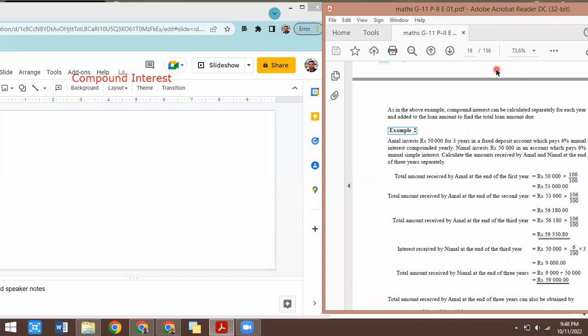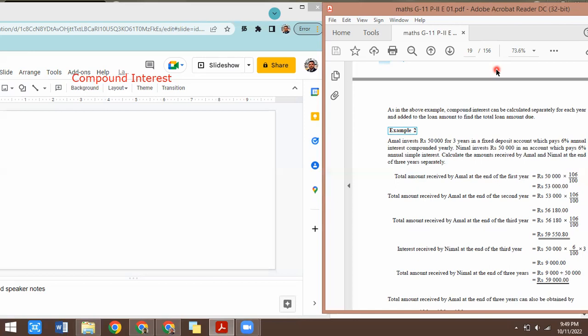So Amal and Nimal are 2 persons. Amal is investing in compound interest, and Nimal is investing in simple interest. So you need to find the amount that they each get at the end of 3 years separately. So the total amount received by Amal at the end of the first year is 50,000 times 106 over 100.